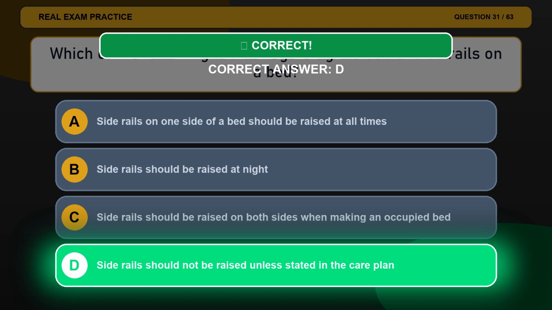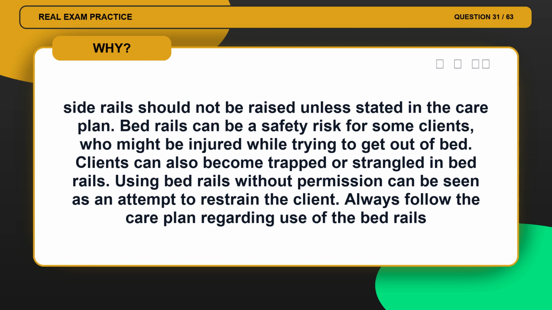The correct answer is Option D, side rails should not be raised unless stated in the care plan. Bed rails can be a safety risk for some clients, who might be injured while trying to get out of bed. Clients can also become trapped or strangled in bed rails. Using bed rails without permission can be seen as an attempt to restrain the client. Always follow the care plan regarding use of the bed rails.